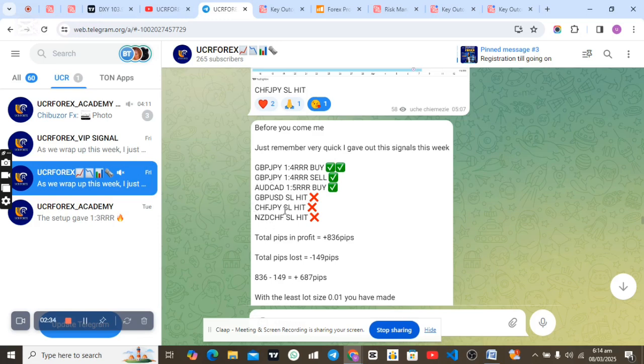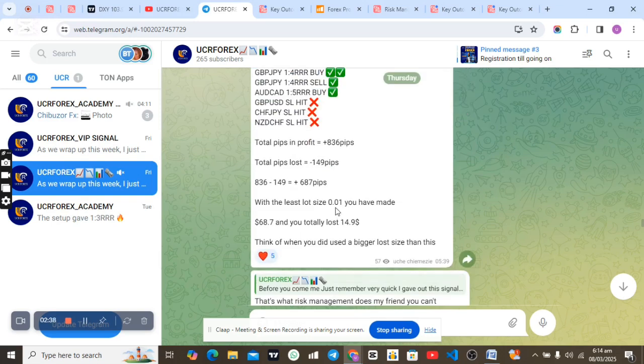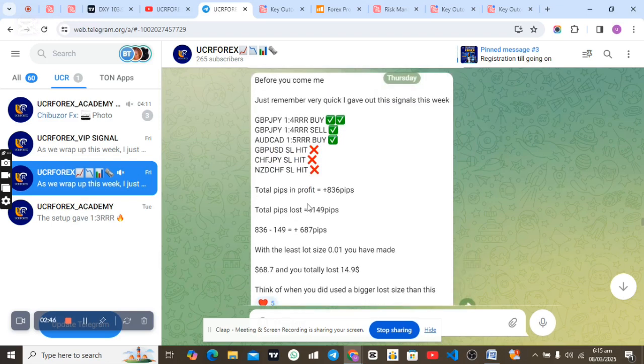The previous week we dropped almost 7 setups, and we had 4 winnings and we lost 3. And even with the 3 losses, we are still on massive profit. And what helped us to be on that massive profit is risk management. I understand this thing very well, and that is the reason why I've been able to know how to reduce my risk and return a lot of profit on top of my risk.